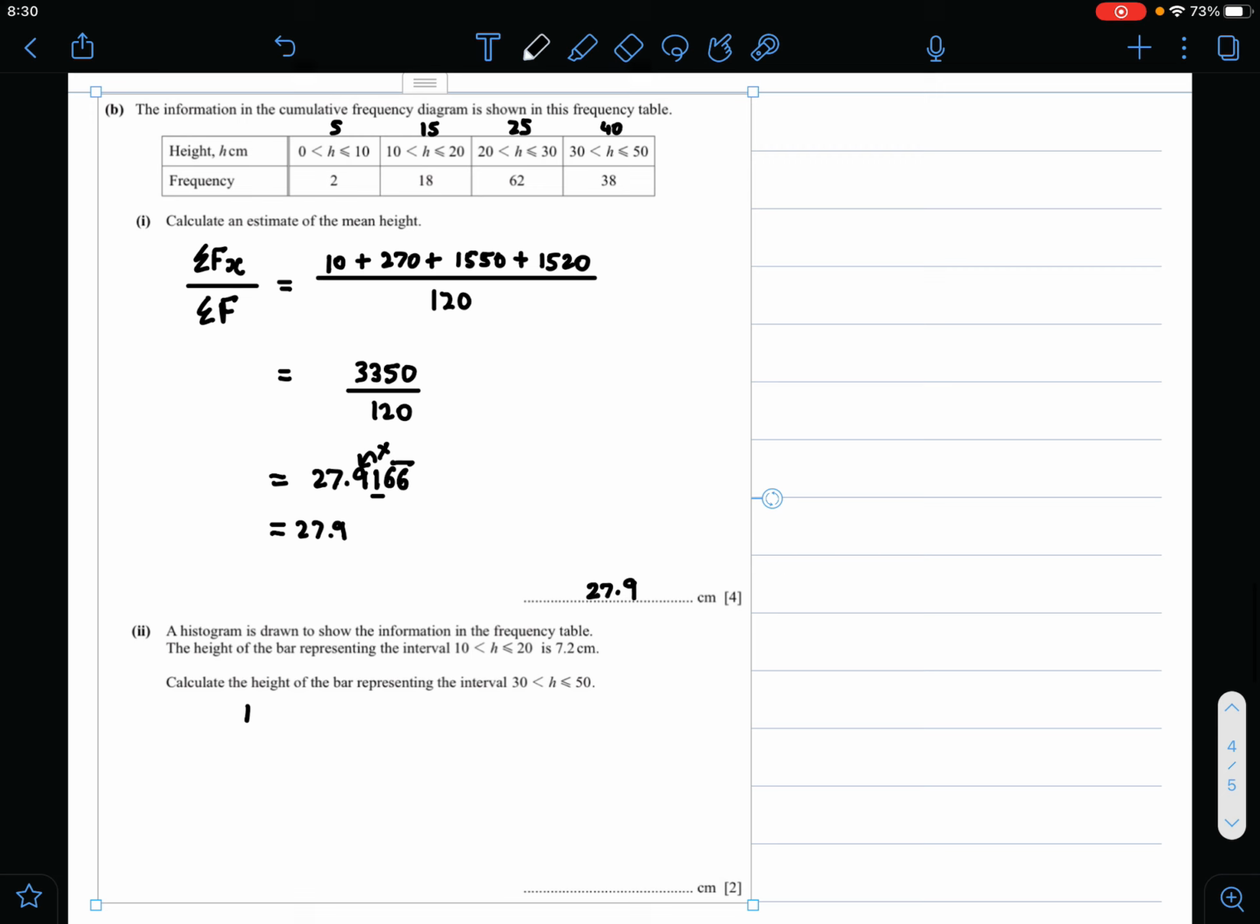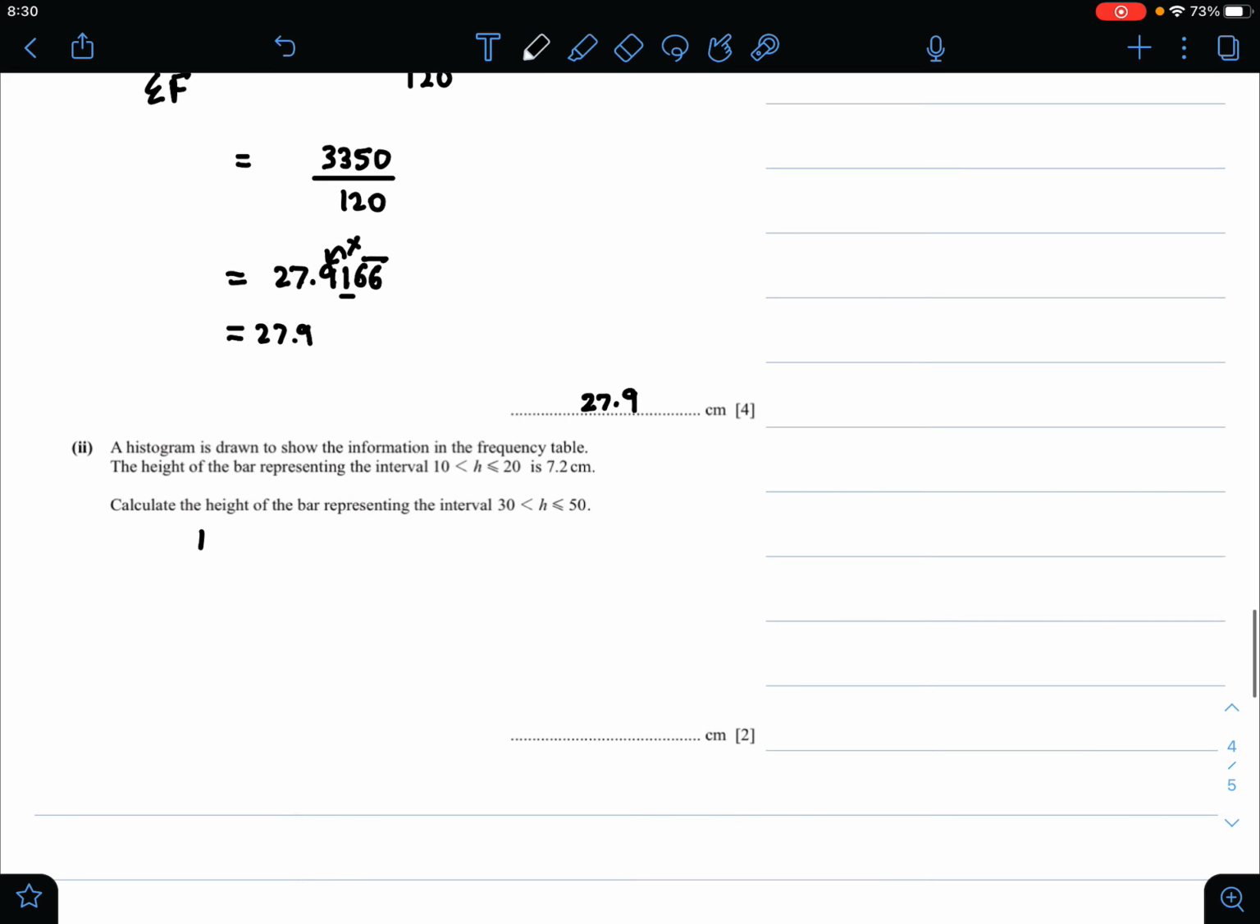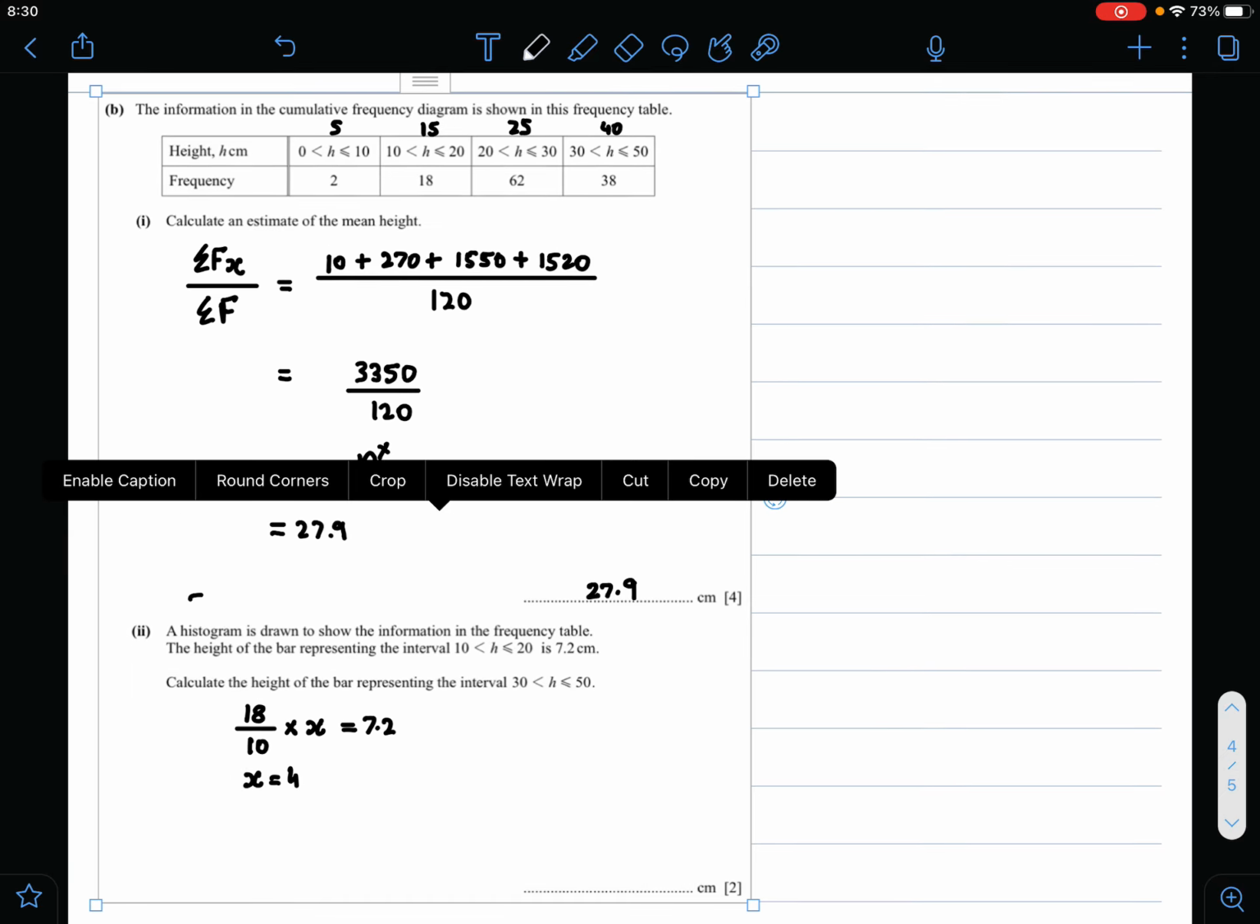So 18 divided by the class width, which is 10, multiplied by x, that is the constant, will give you the height of the bar, that is 7.2 in this case. So let's find the value of the constant first, and then we'll find the height of the bar representing the interval 30 to 50. So 18 by 10 is 1.8. So therefore x would be equal to 7.2 divided by 1.8, which is equal to 4. So we know that the constant is now equal to 4.